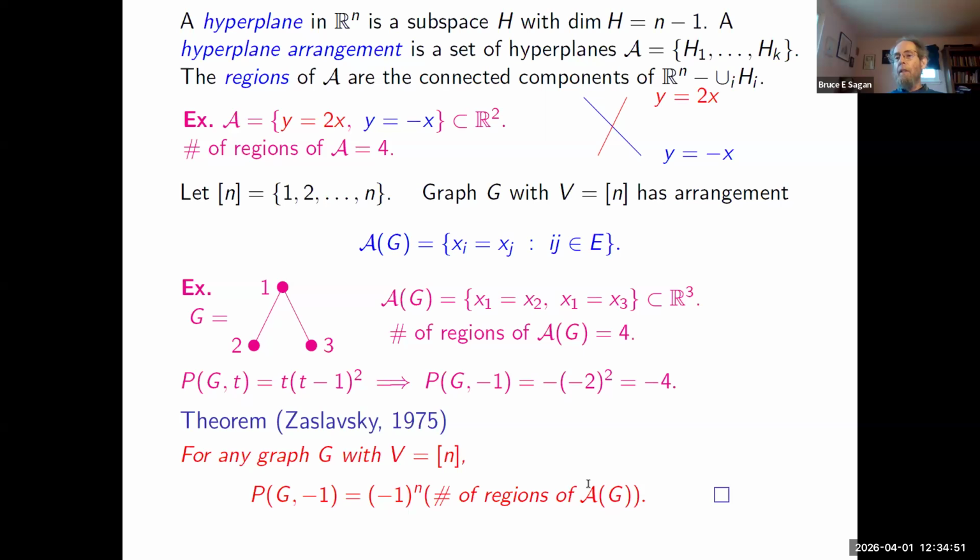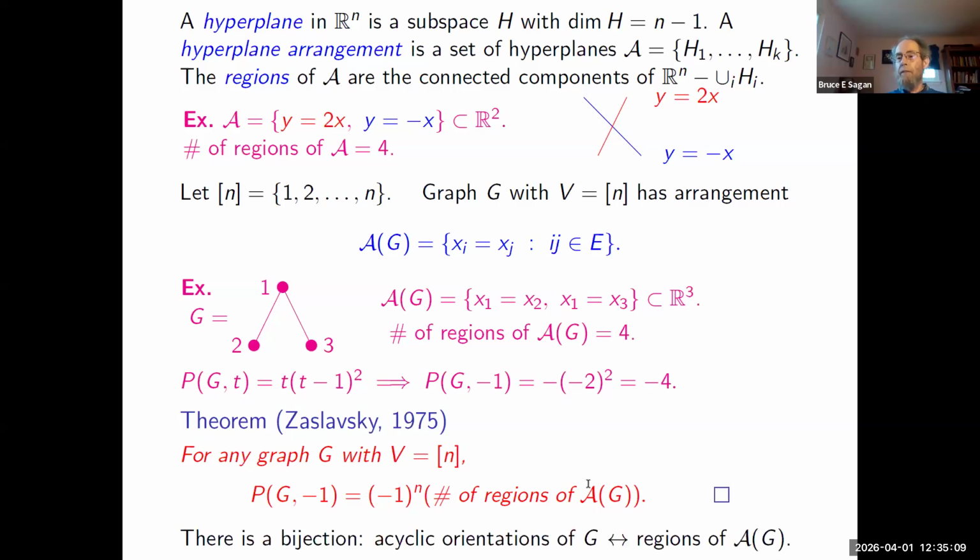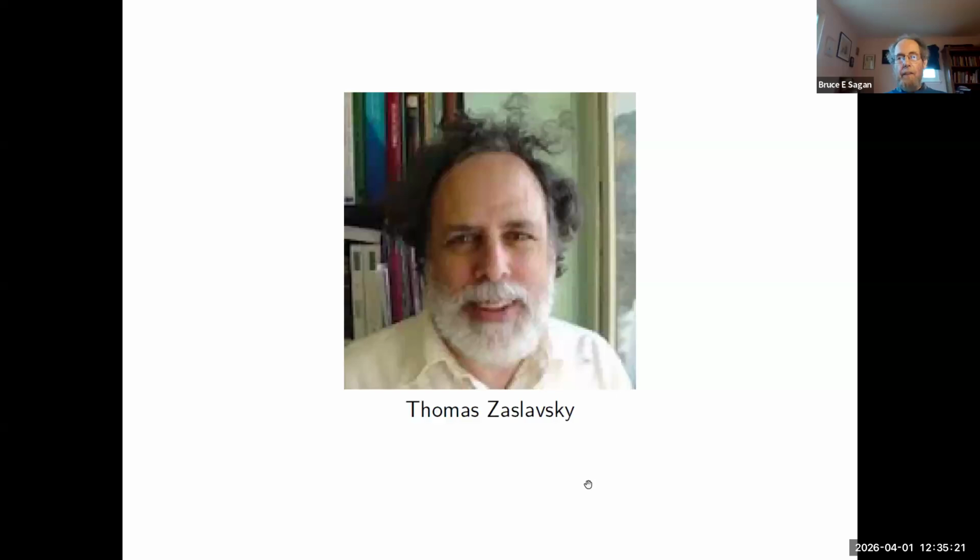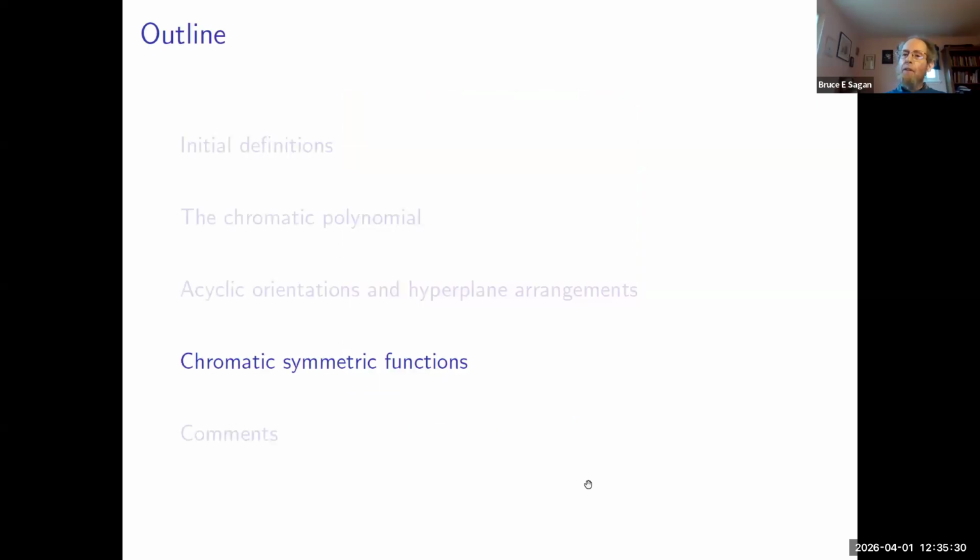Now, seeing Stanley's theorem and Zaslavsky's theorem back to back, you may very well be thinking there has got to be a nice bijection between the acyclic orientations of the graph and the regions of its arrangement. And there is. It's very pretty. I don't want to take time to do this now, but at the end of the talk, if you ask, I'll be happy to spell out what that bijection looks like. There's Thomas Zaslavsky, again, in that picture much older than he was when he proved that theorem, which I believe is in his thesis. Questions before I move on to chromatic symmetric functions?